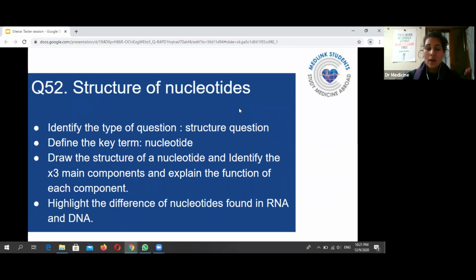So we would identify what type of question it is. In this case, it is a structure question. It isn't a comparison question, it's just a structure question. We will define the key terms, so in this case, a nucleotide. As we mentioned before, we mention the 3 components. When we're talking about the definition, we need to specifically mention what it is. What is a nucleotide? Then we would talk about the structure. Whenever we talk about the structure or the components, we always talk about the function: how is it adapted for its function? And then at the end we could highlight the differences of nucleotides found in RNA and in DNA as well.